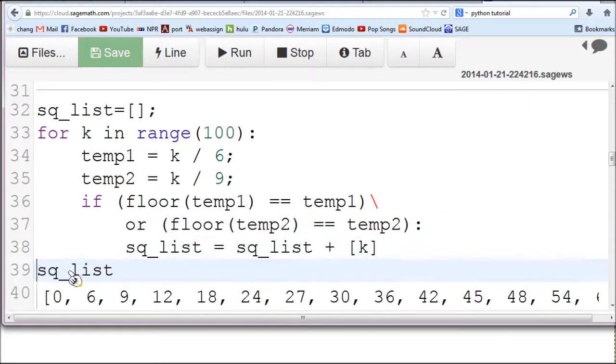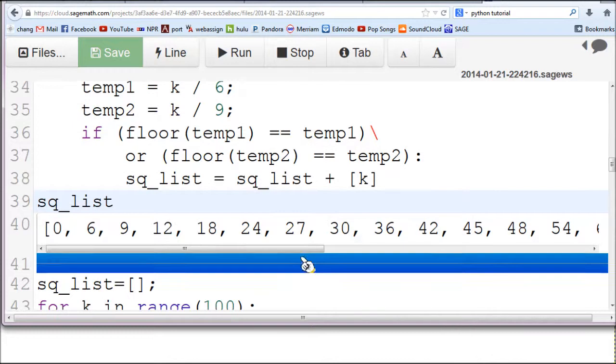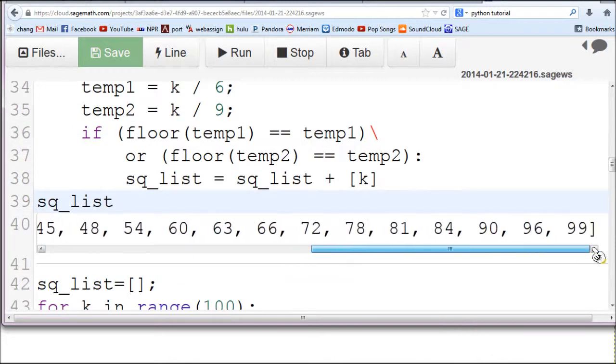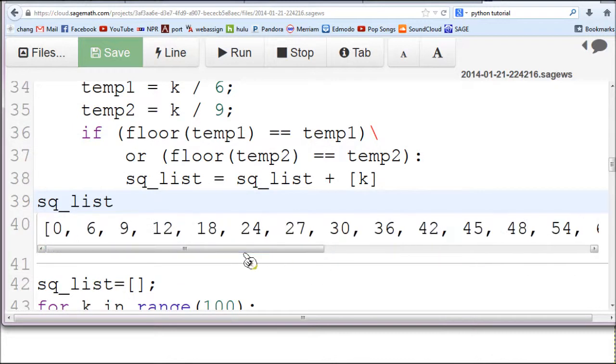So no indentation here. After all that, it comes in here and lists these numbers. So as you can see, that's starting from 0, 6 and 9, 12 is a multiple of 6, not a multiple of 9, 18 is a multiple of 6 and 9, and so on. They're all collected here. As you can scroll to the right, you can see all the numbers in there.